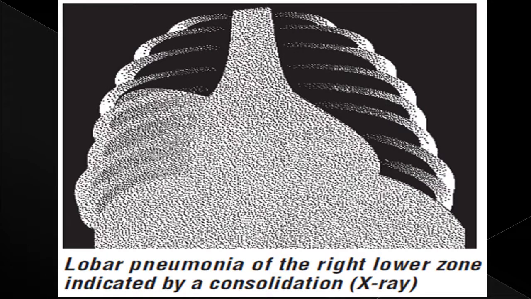This is a chest X-ray of a lobar pneumonia of the right lower zone. There is consolidation of the right lower lobe, which is causing a homogeneous opacity in the right lower zone of the right lung field. Lobar pneumonia is usually caused by pneumococcus.